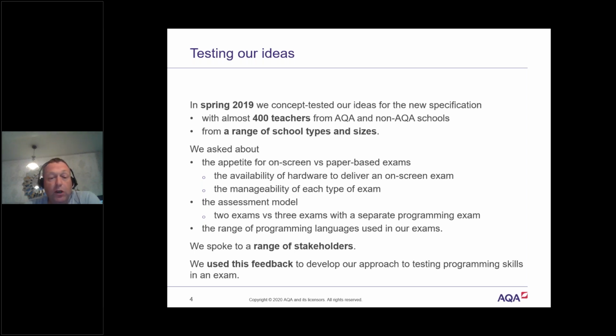Just to remind you, the Ofqual definition of an exam is that all the students taking a particular specification do an exam at a particular time on a particular day. So we weren't allowed to have a window, a week's window or 2 weeks' window, to do these exams.